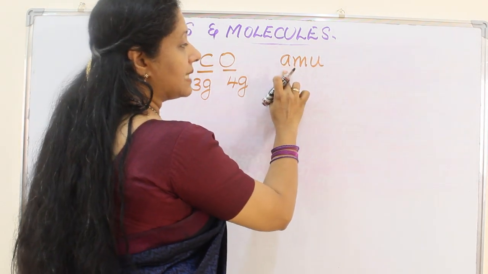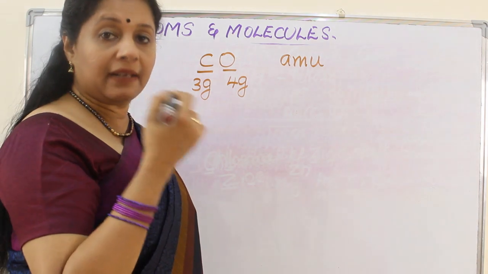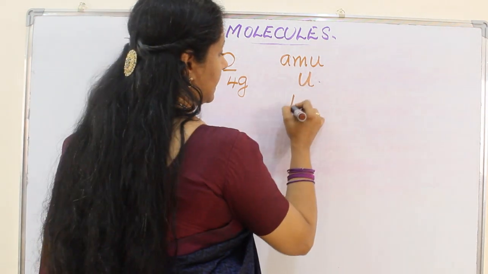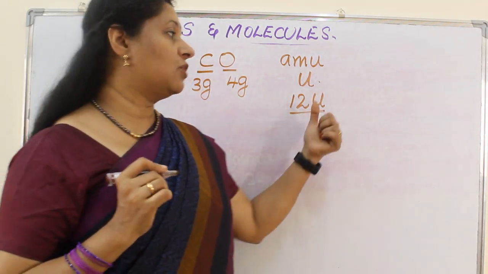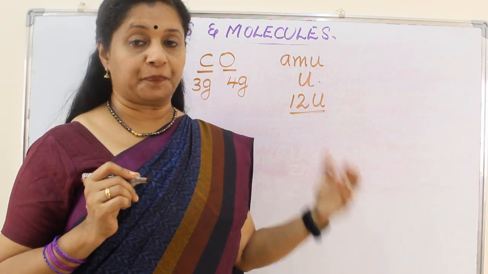AMU stands for atomic mass unit. But later IUPAC intervened and recommended, okay, we will use only U, unified mass. Suppose now I say carbon has atomic mass 12 U. I don't have to say 12 AMU. AMU is also correct, but now we use only 12 U.